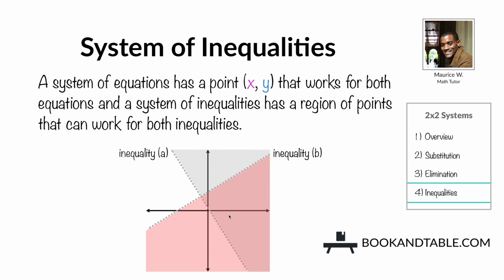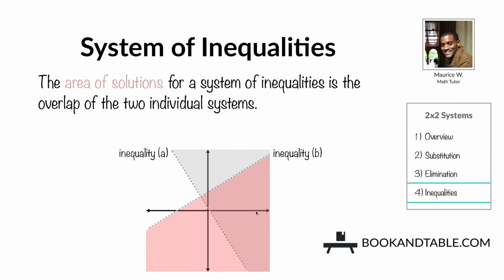Now, where these two areas overlap would be the area of solutions. The area of solutions for a system of inequalities is the overlap of the two individual systems. So the points above inequality A and the points below inequality B intersect here in this darker red pink region. So that would represent the area of solutions to this system.